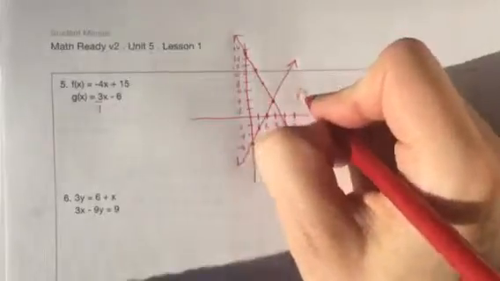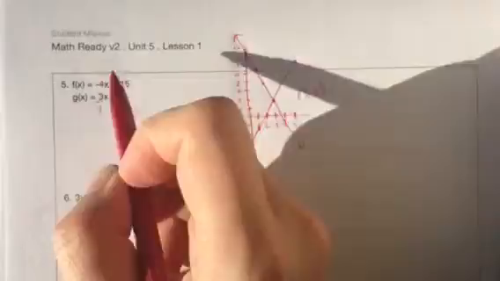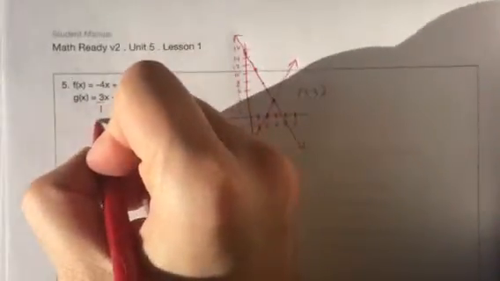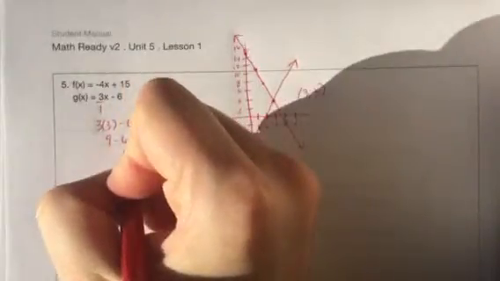This is 3, 3 over 3 up 3. And I could even check that. If I plug 3 into this bottom equation, 3 times 3 minus 6 is 9 minus 6, which is 3. So it checks in the bottom equation.